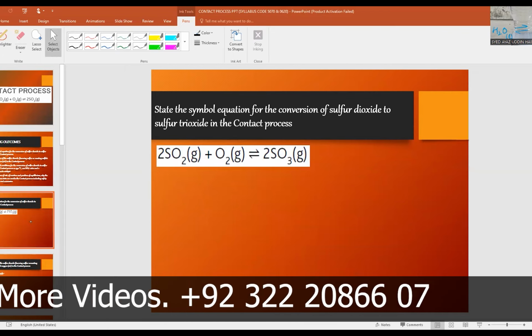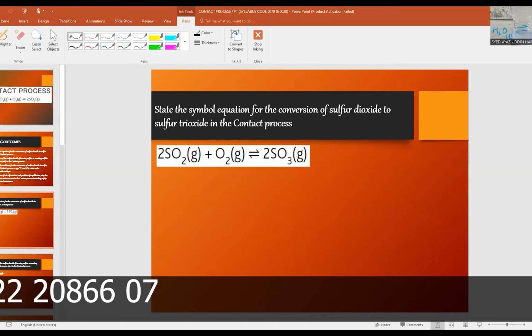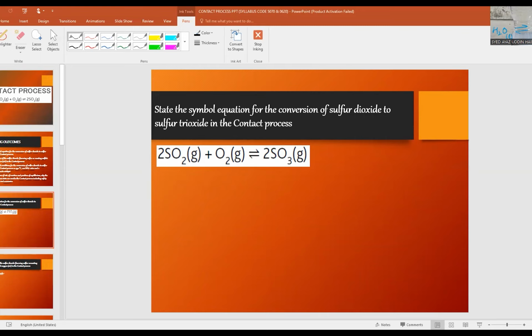This is a simple equation for the making of sulfur trioxide gas from sulfur dioxide and oxygen gas. You see here that 2 moles of sulfur dioxide react with 1 mole of oxygen gas to produce 2 moles of sulfur trioxide gas. Forward reaction is exothermic, so we will write delta H as minus.